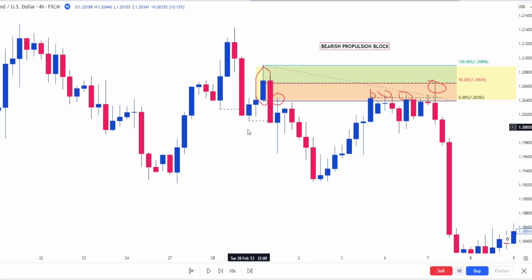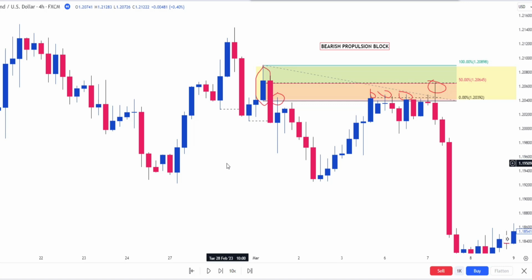It is that candle that traded into the order block, the bullish candle. And if you are dealing with a bullish propulsion block, it is that last sell candle that traded into the bullish order block. Likewise, this one is a bearish order block, price traded back into it. This one becomes a propulsion block. As soon as price comes back to touch it, you have your bearish propulsion block.